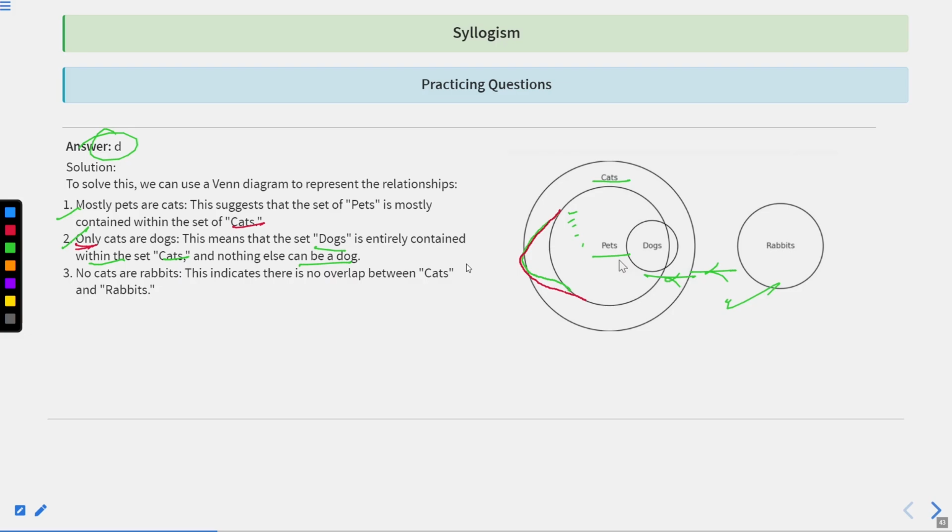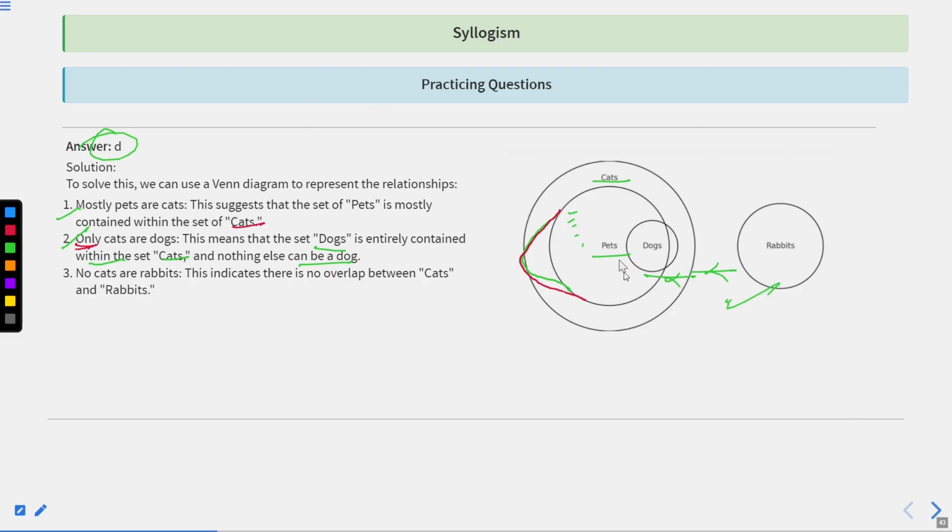Now, only cats are dogs, that we have already understood. No cats are rabbits, that also we have understood. Mostly pets are cats. So even when we draw this diagram, mostly pets are cats and only cats are dogs. In this particular question, you have to understand that if there would have been another assumption or a conclusion about whether some pets are dogs or not.